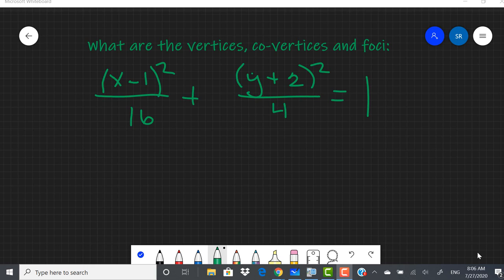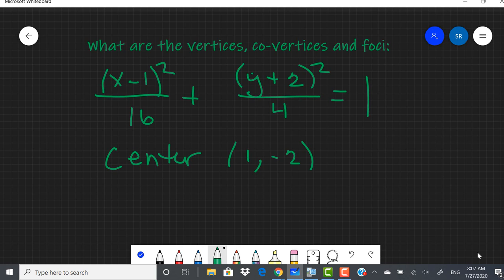So that is the first thing that I want to do: I want to go ahead and find the center of my ellipse. So it's going to be at 1, negative 2. So be careful there because the signs do change. So my center is at 1, negative 2.